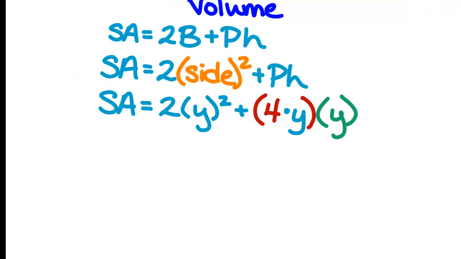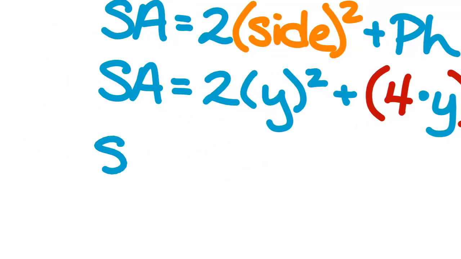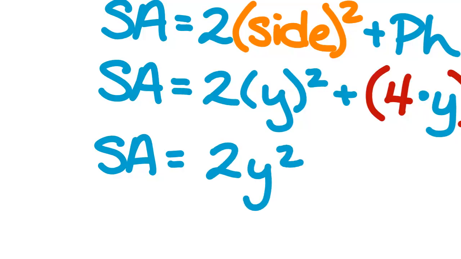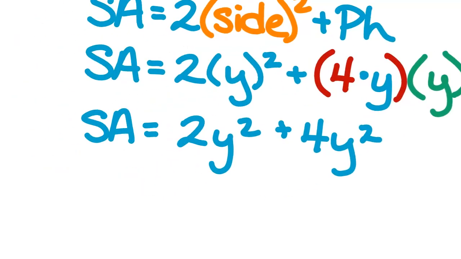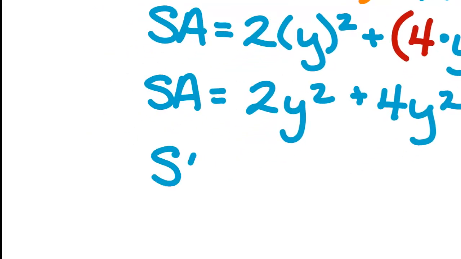All right, let's simplify this. 2 times Y squared would be 2Y squared. Plus, and then I have 4 times Y times Y. 4Y squared. Can I combine those two? Are those like terms? Yes. So 2Y squared plus 4Y squared would give me 6Y squared.